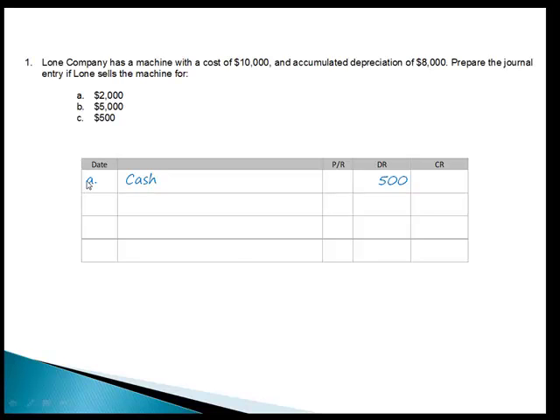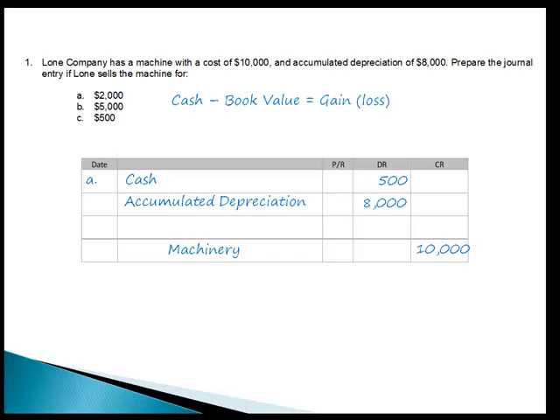Get rid of the machinery with a credit. Get rid of accumulated depreciation because the two of them go hand in hand. And now what do we have? We only got $500 and we have a book value of $2,000. That means we have a loss of $1,500. Losses are like added expenses. Expenses are always debited. Or again, you could just add up $8,500 debit, $10,000 credit. Oh, I know I need a debit, so losses are my debit.